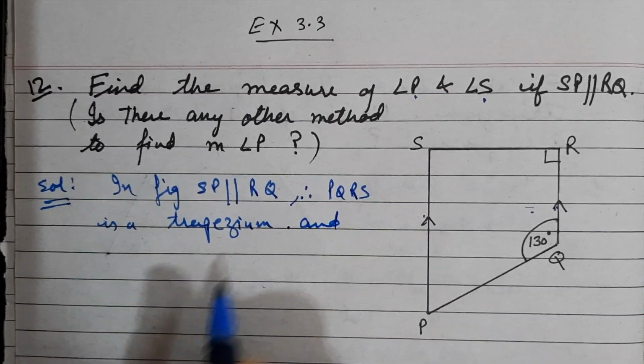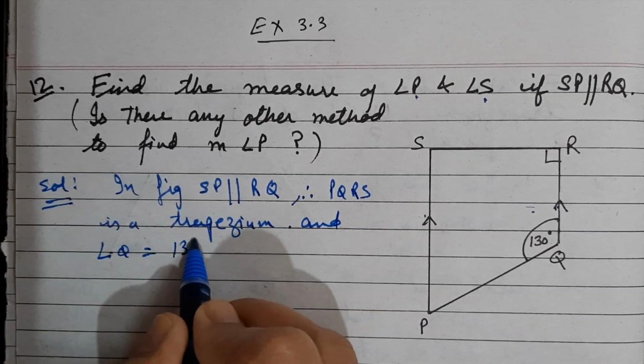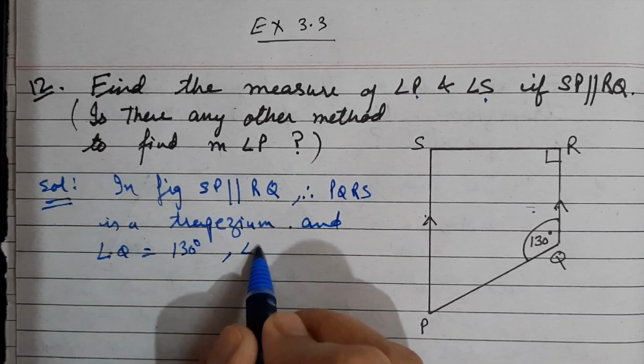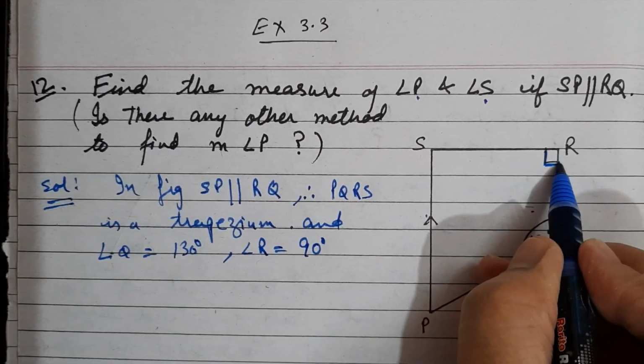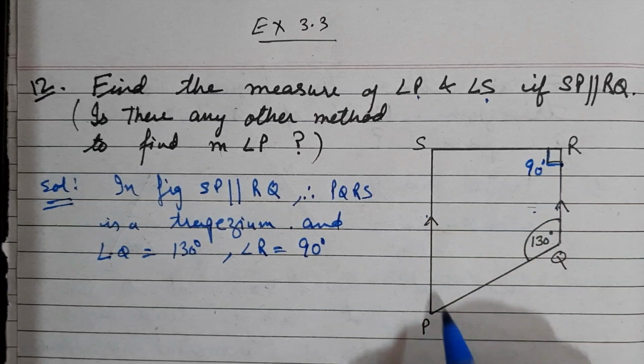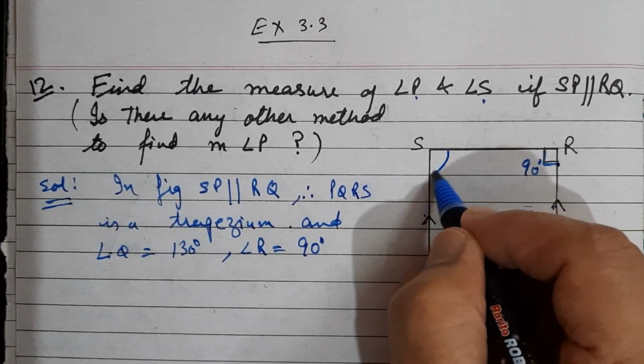and angle Q is equal to 130 degree, which is given to you. Angle R is equal to 90 degree. This marking says about 90 degree. We have to find out measure of angle P and angle S.